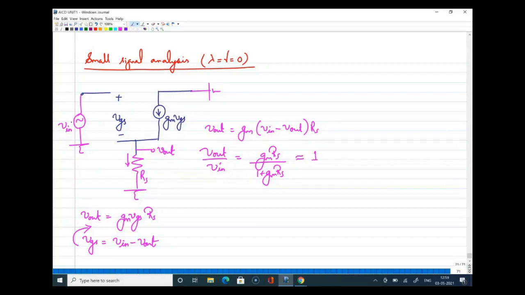What is the approximation? If your GM RS is larger than 1, say your GM RS has a value of 10, in that case you can easily neglect the 1 and write it as 1. Your voltage gain is equal to 1. What is the meaning? V out is approximately equal to V in. Where is V out? V out is appearing at the source terminal. So what is the source doing? The source is simply following the gate terminal. That is why we call this a source follower.